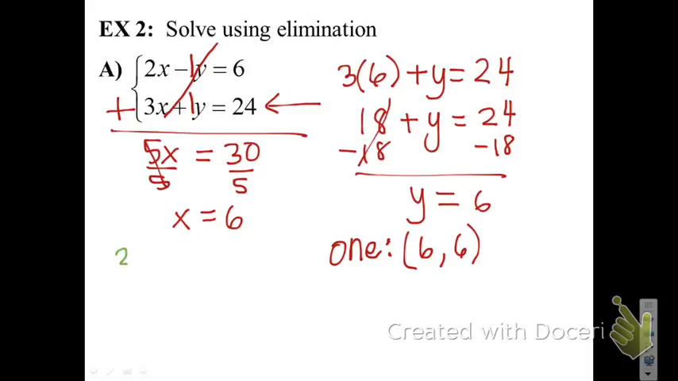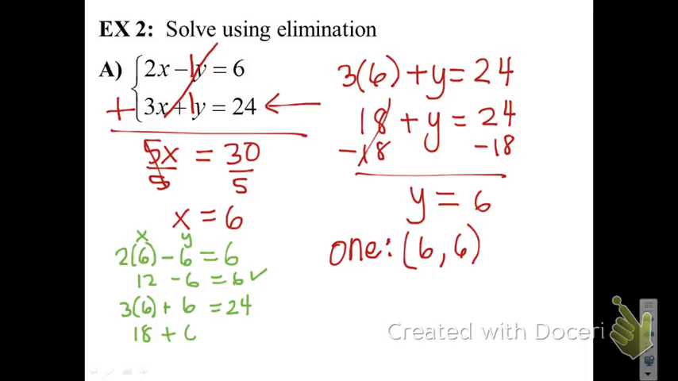So the top one has 2 times 6 minus 6 is supposed to equal 6. I substitute in the x and the y right here. And that gives us 12 minus 6, which is 6. So I know that checks in the first equation. In the second equation, we have 3 times 6 plus 6 equals 24. So 3 times 6 gives us 18 plus 6, and that is 24. So it checks in the second equation, so that tells us that our solution is correct.